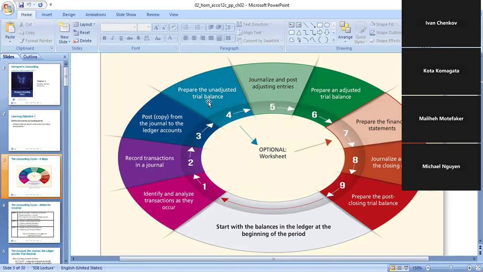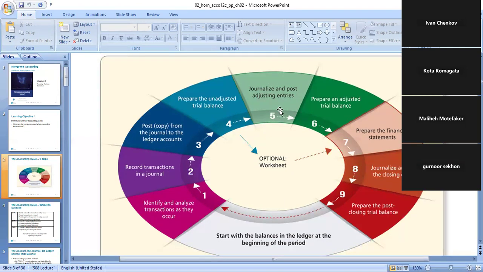And we're going to see how the trial balance is going to come. After that, next time we're going to start doing the adjusting journal entries and prepare the adjusted trial balance. That will be chapter 3. And chapter 4 will be to prepare the final financial statements, journalize the closing entry, and prepare the post-closing trial balance. That's what we're going to do all the way to before the midterm.